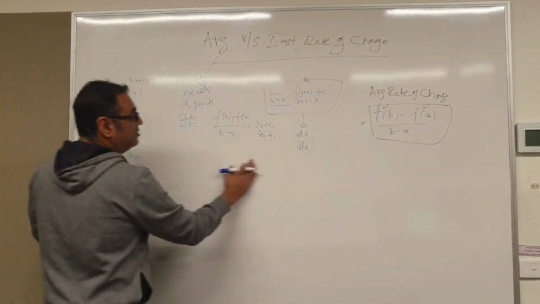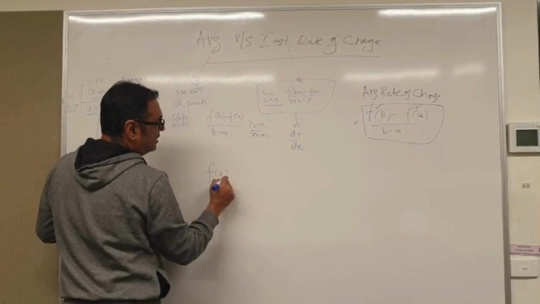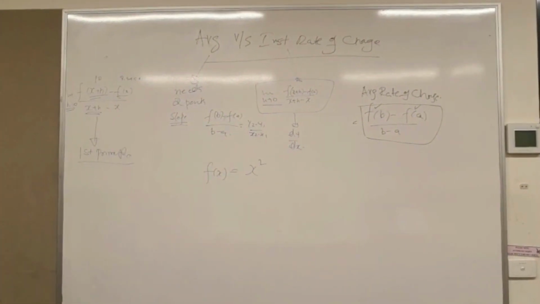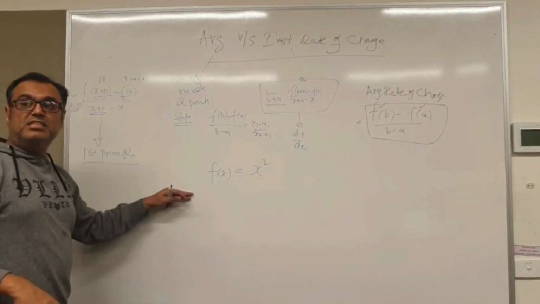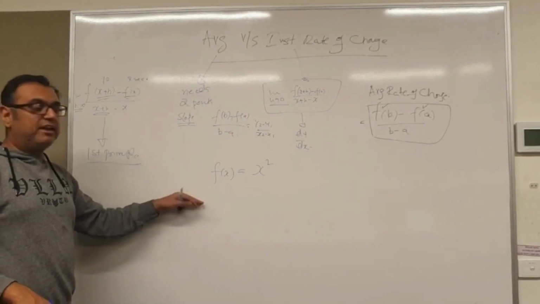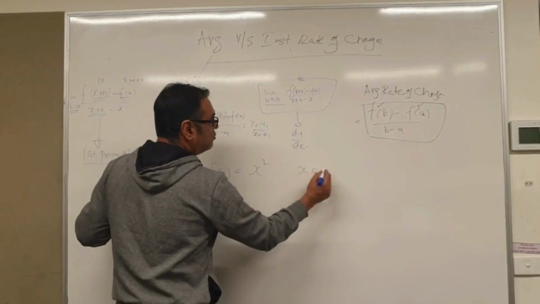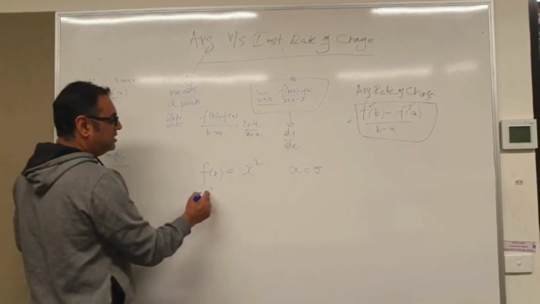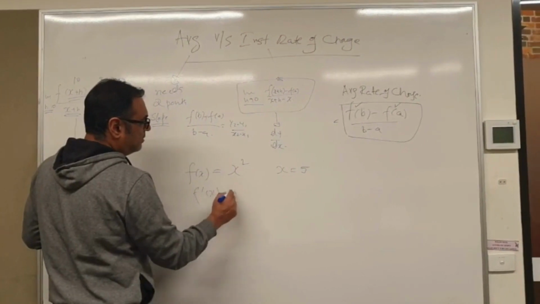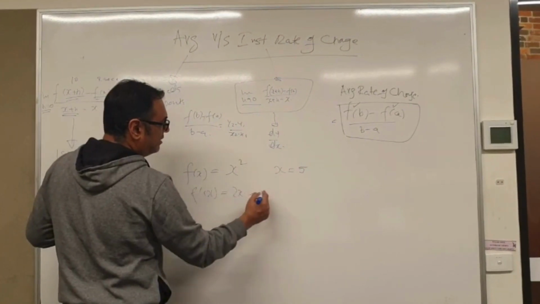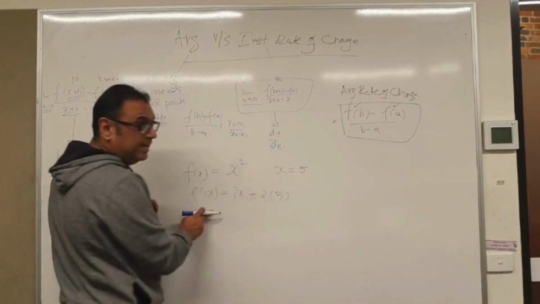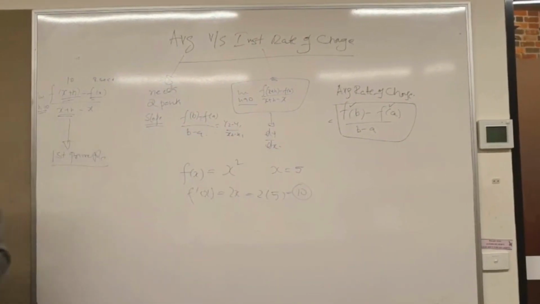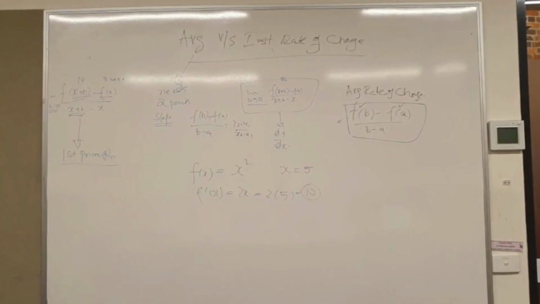So if I've got a function f of x equals to x squared, and I'm asked, can you find the instantaneous rate of change for this graph at x equals to 5? It's very simple. You find f dash x. It is 2x, plug 5 in the derivative, and you get 10. That's the instantaneous rate of change.